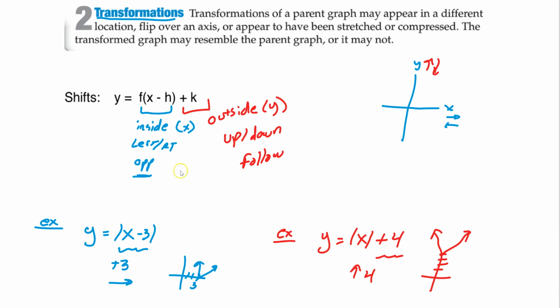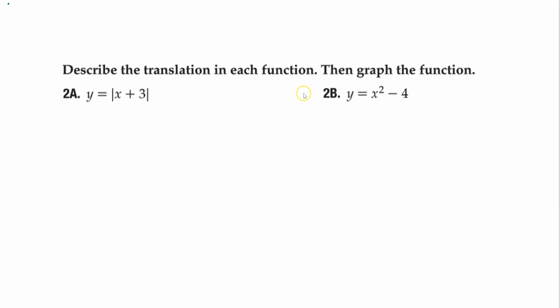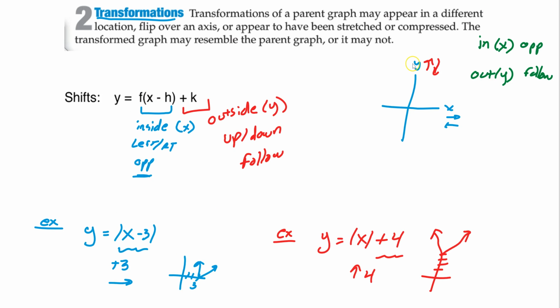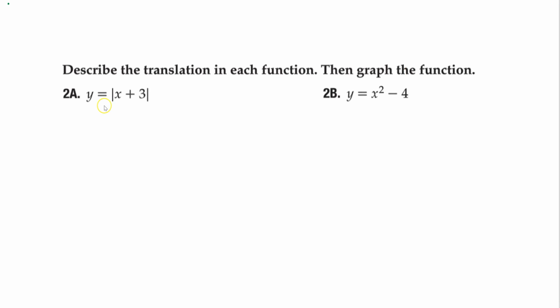And this is the key to all transformations. Just got to remember that inside is the x values, which means you move left and right, and you do the opposite. Outside is the y values, which means you move up and down, and you follow what it says. Inside opposite, outside follow. Inside opposite, outside follow. Okay, let's practice a couple. Describe the translation instruction and graph the function. Now, the first step is actually always identify what's on the inside and what's on the outside. Because if you do that, then we can follow inside x opposite, outside y follow. So look at these things. This one right here, that's the inside.